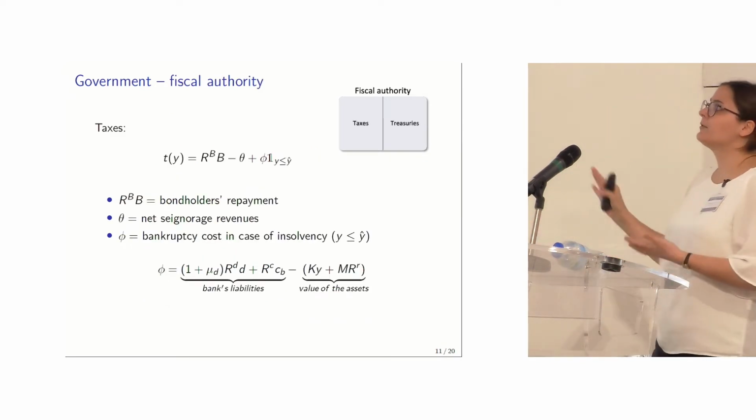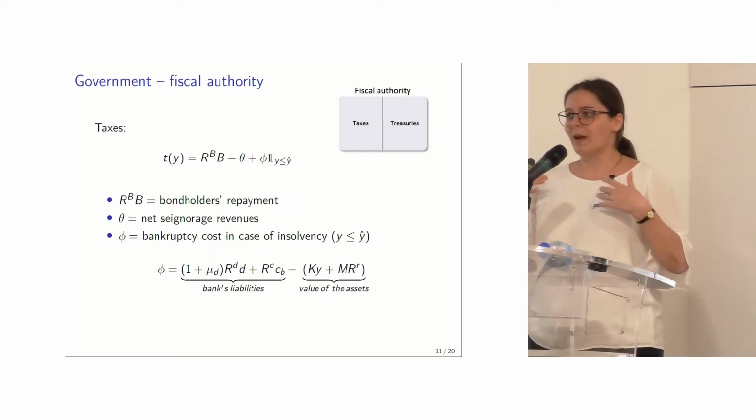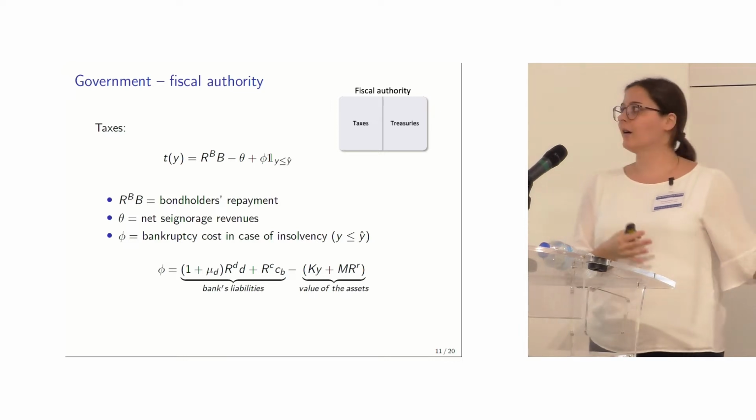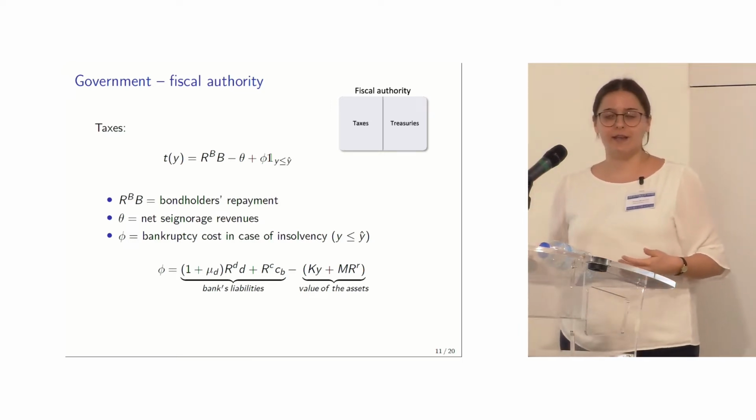And finally, a fiscal authority collects taxes, and we define taxes as everything we need to repay to the bondholders minus the seigniorage on the assets.